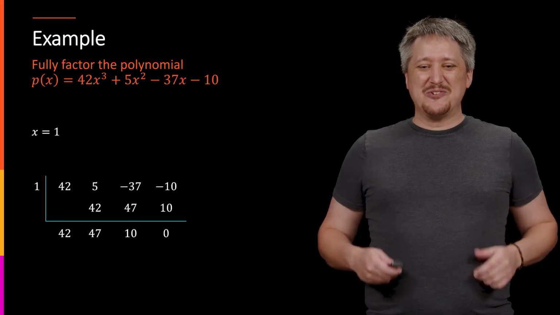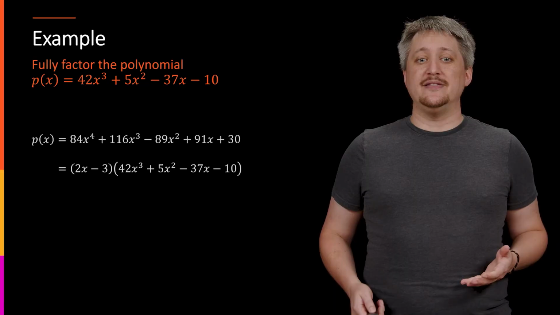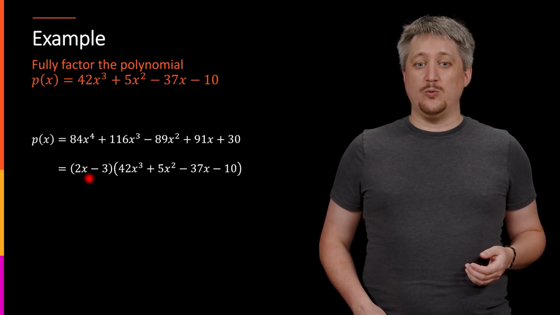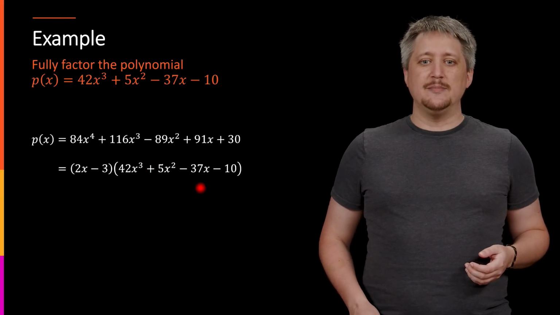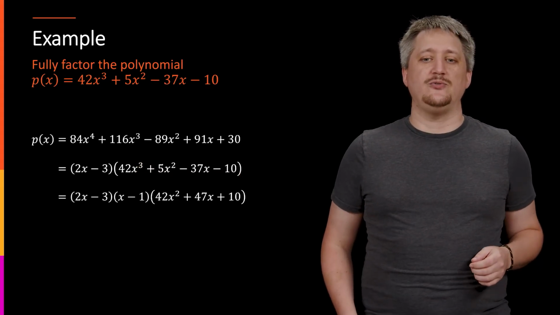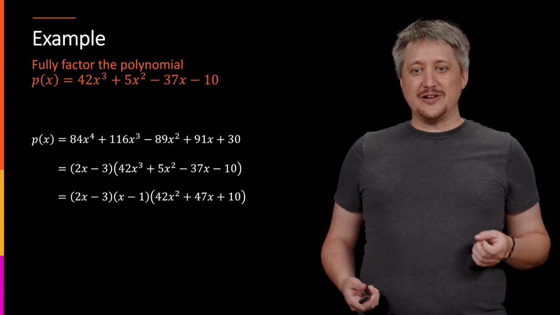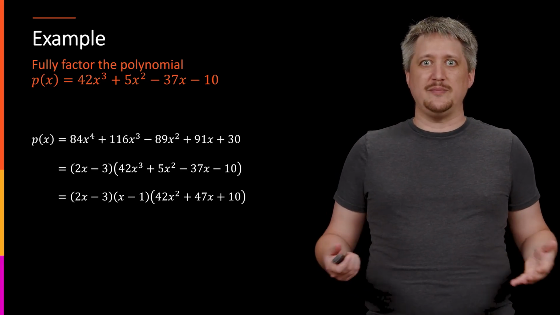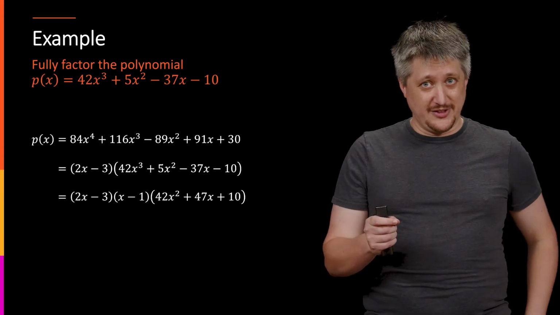Right, so 1 works because the remainder is 0. That means that 1 is a 0. So I have, again, the thing I started with, the original polynomial, which I did factor one time into this 2x minus 3 and then that 42x cubed piece. But now that 42x cubed piece, I can factor out the x minus 1 and get down to 42x squared plus 47x plus 10. Now, you may look at that and go, but I still have 42 as a leading term and 10 as the constant term, so I haven't made my list any smaller. Which is technically true, but completely missing the point.